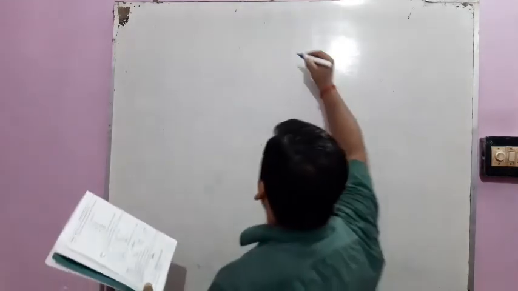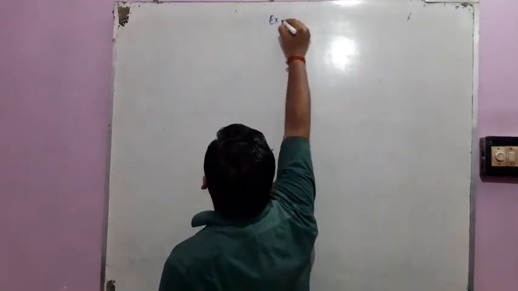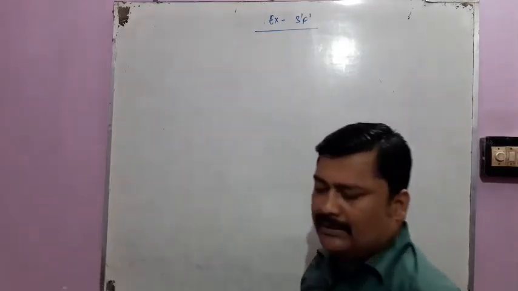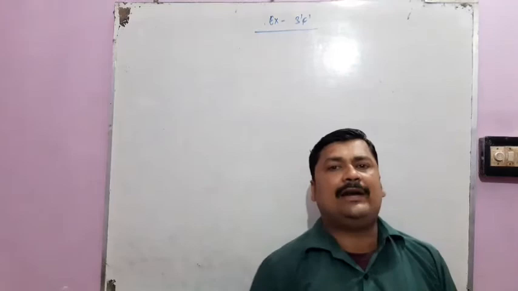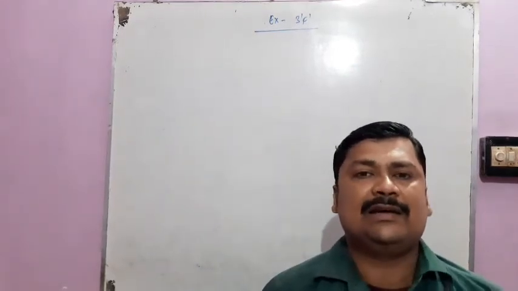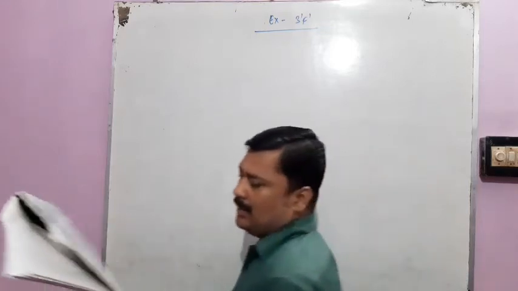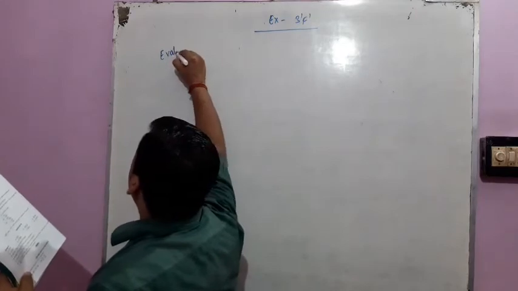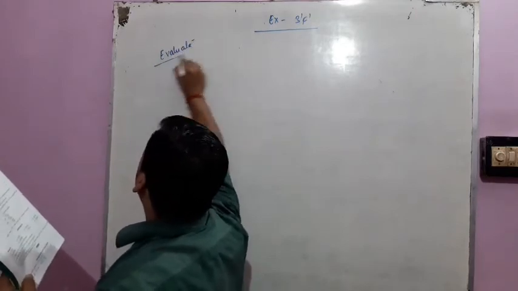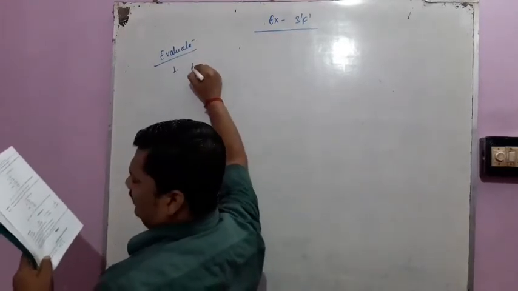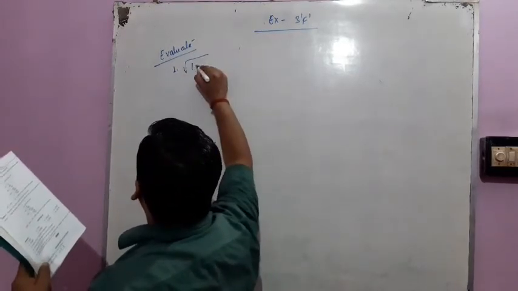We will start exercise 3F. In this exercise, students, we also have to find the square root by the long division method, but here we have to find the square root of some decimals. For example, here it is given: evaluate. The first question is the square root of 1.69.